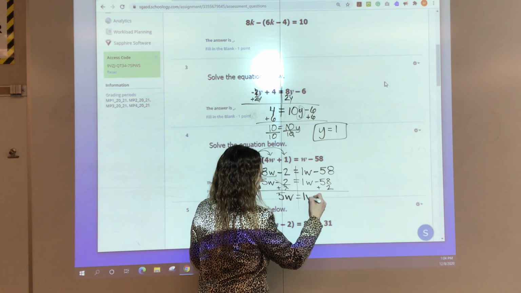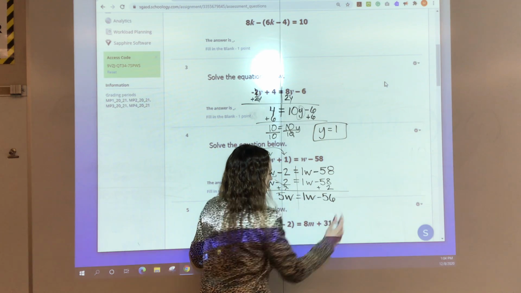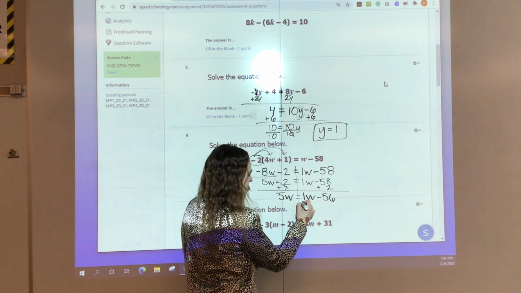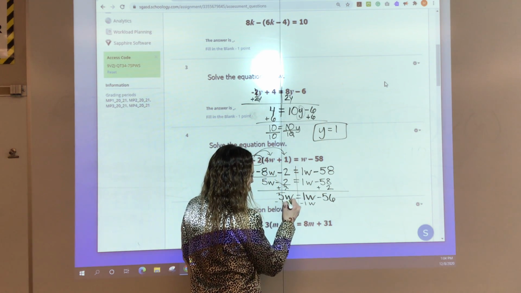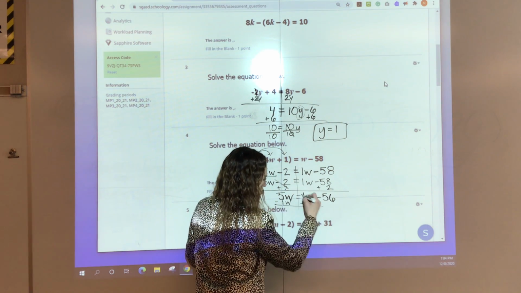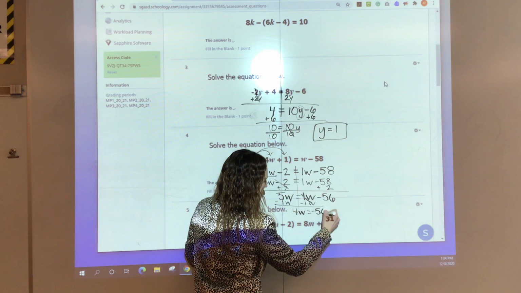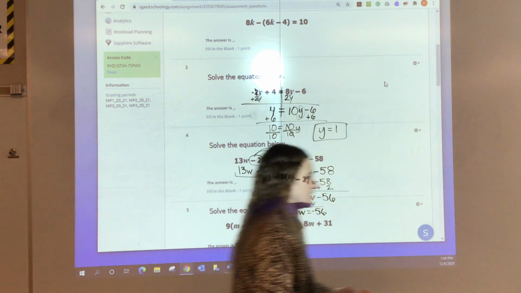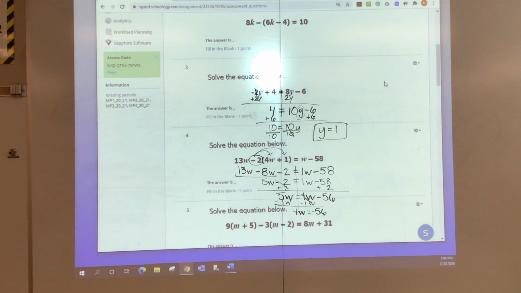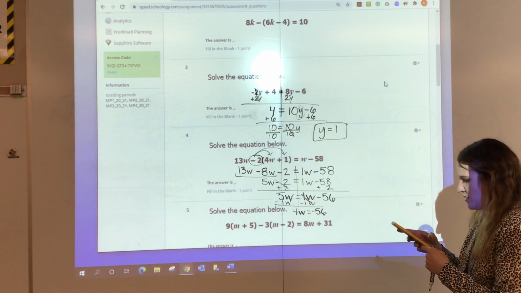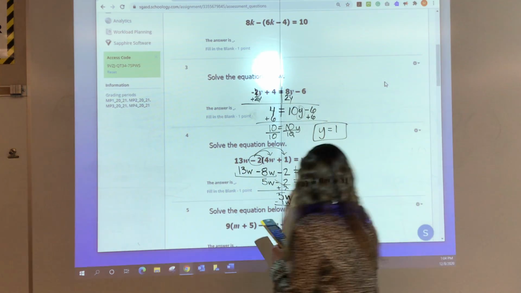5w equals 1w minus 56. Let me subtract this 1w from both sides of my equal sign. It goes away over here. So now 4w equals negative 56. Let me grab my calculator so I know I get this correct. Here, negative 56 divided by positive 4 gives me negative 14.